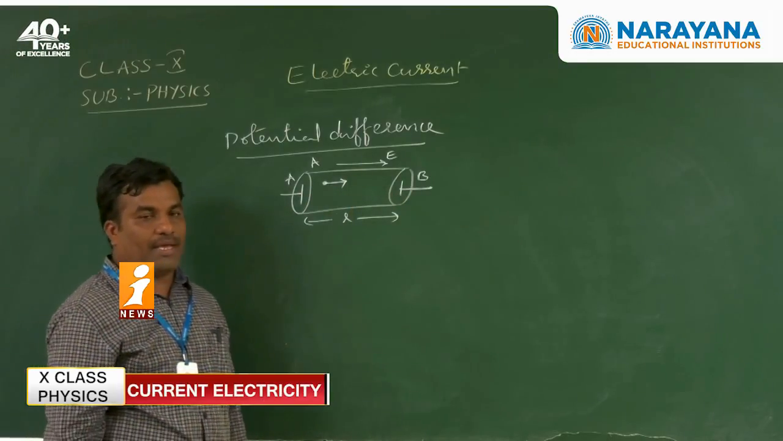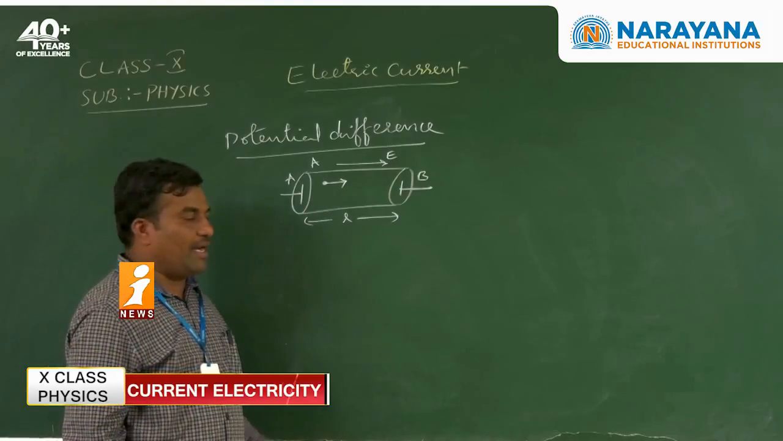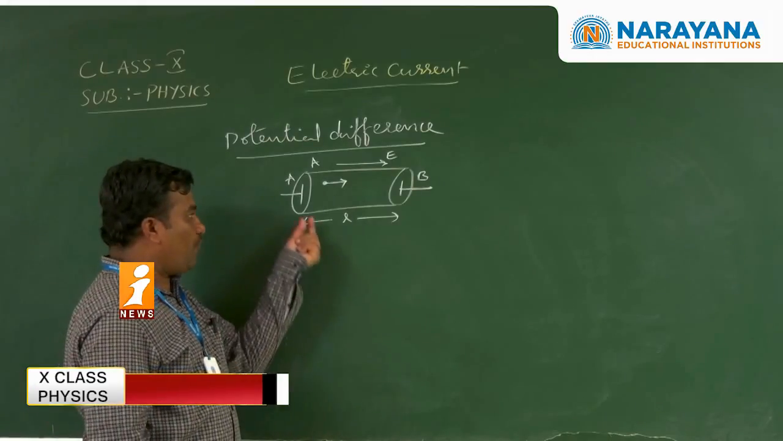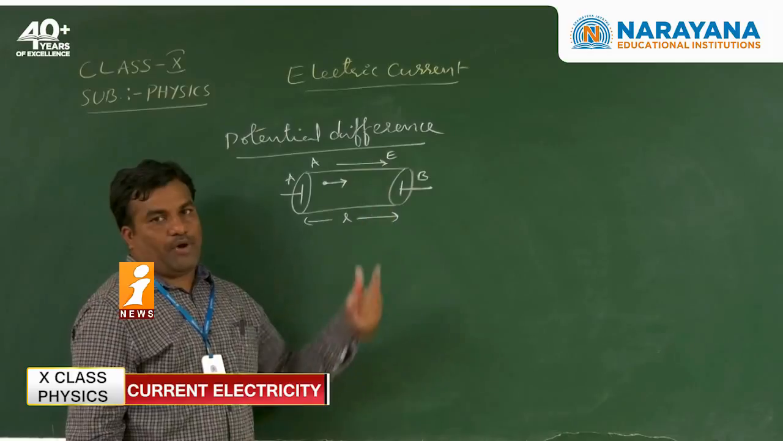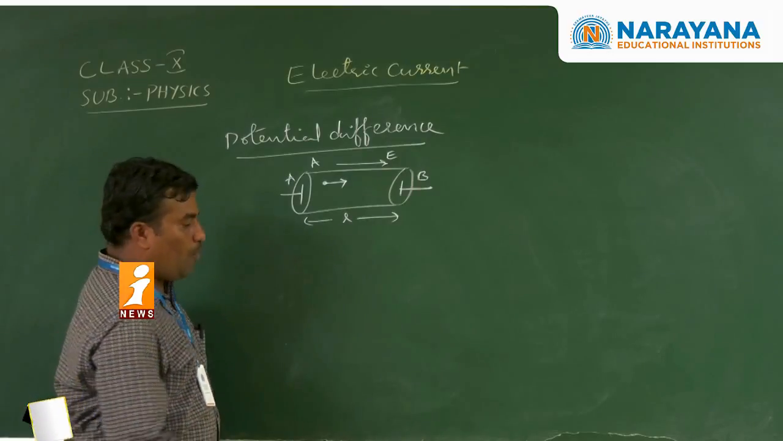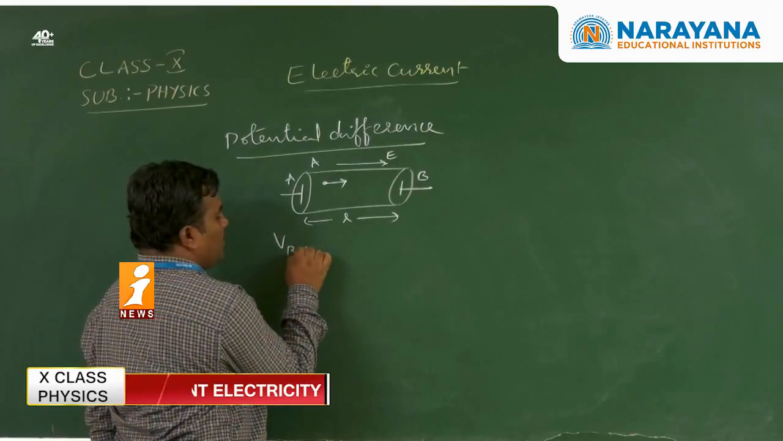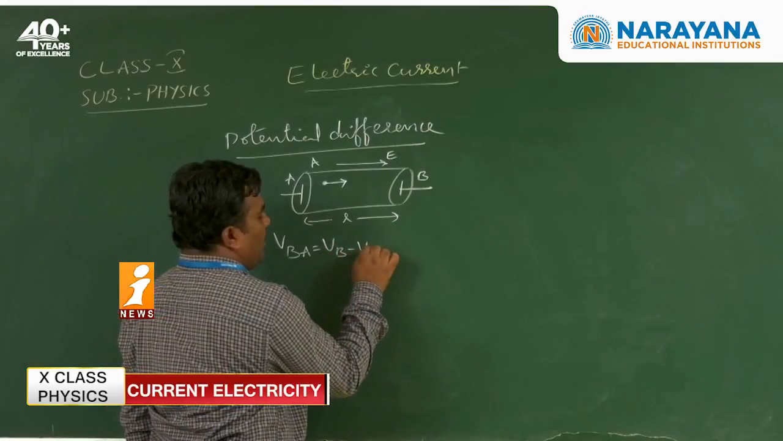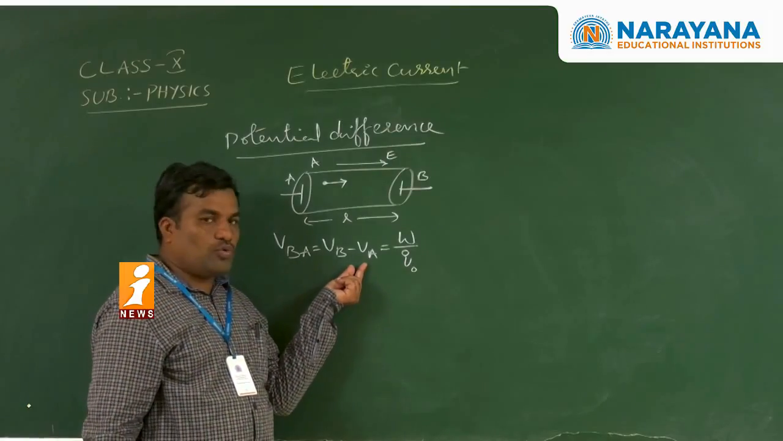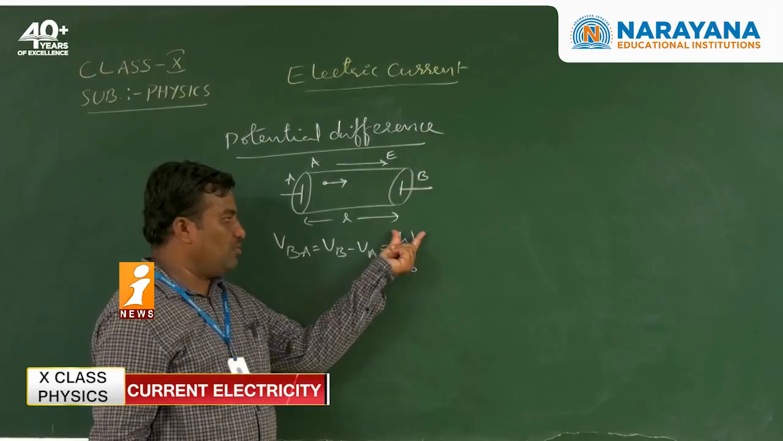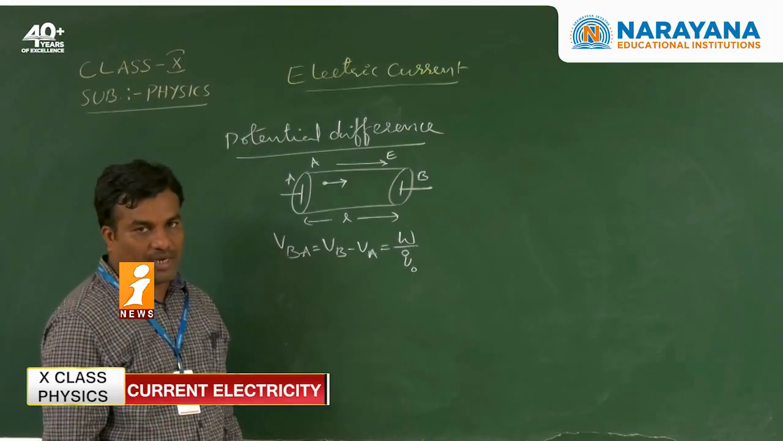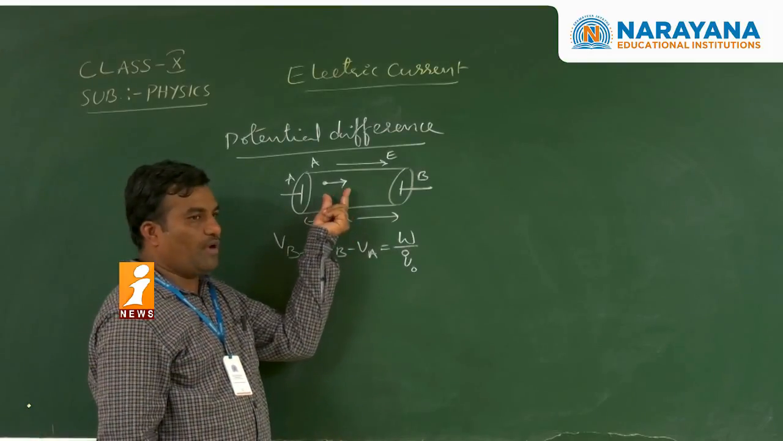This means work done by the electric force. The work done to move a unit positive charge from point A to point B is called potential difference. Potential difference VBA is equal to VB minus VA, which is equal to W by Q naught. When you apply the electric field across the ends of the conductor, the positive charges can move from one end to the other.